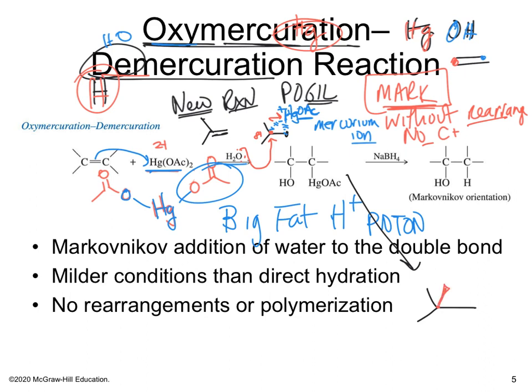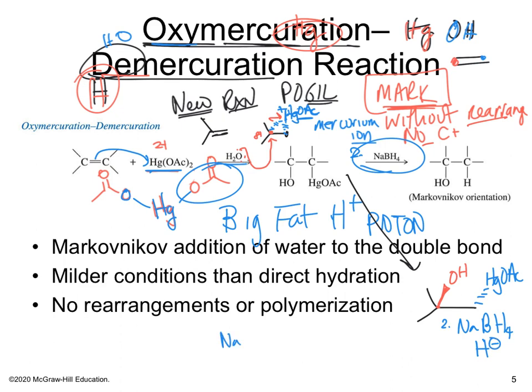All right, so coming in from the top, you get this water, and you can just do OH. You don't have to do the deprotonation. And then you get the mercury OAc. And then the second step, number 2, is sodium borohydride. Borohydride is a hydride delivery.